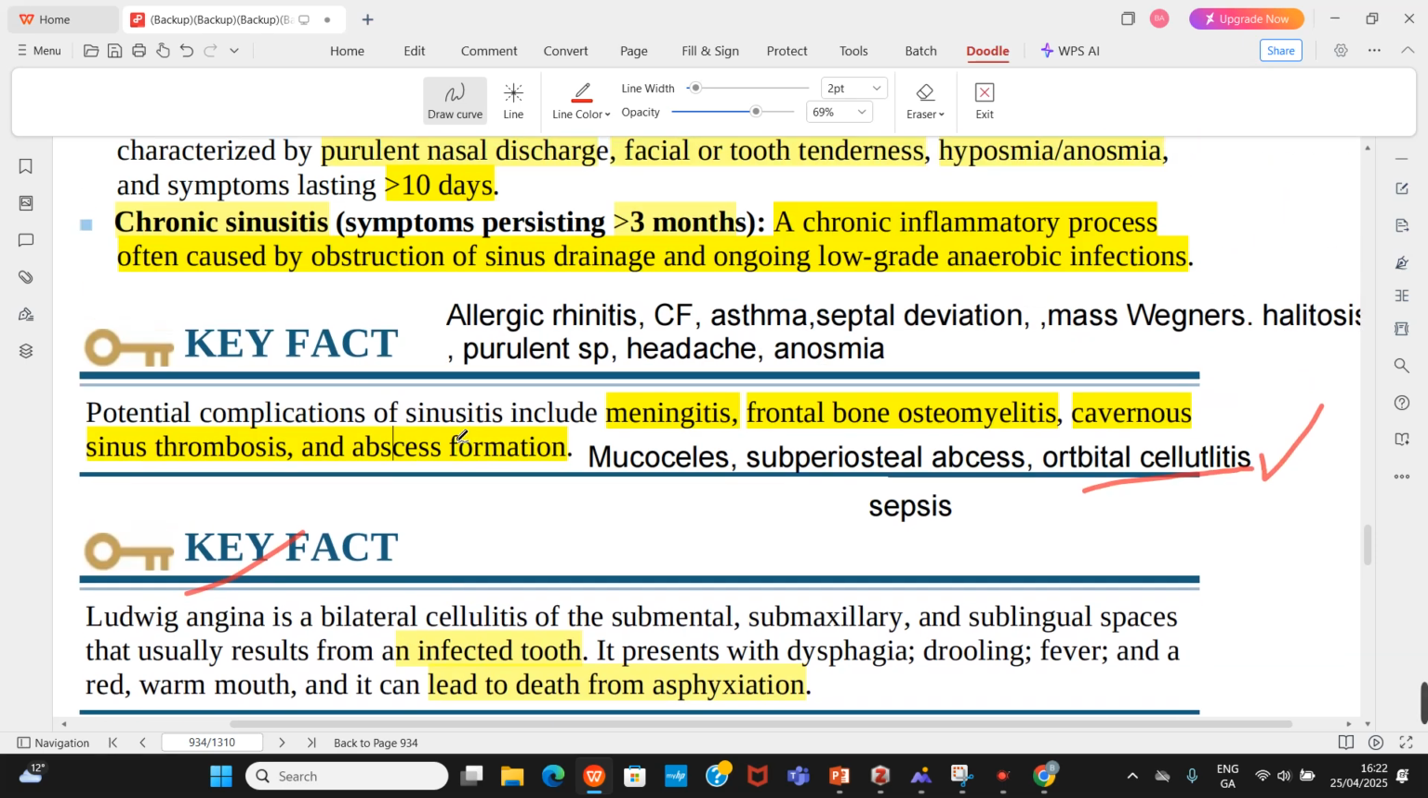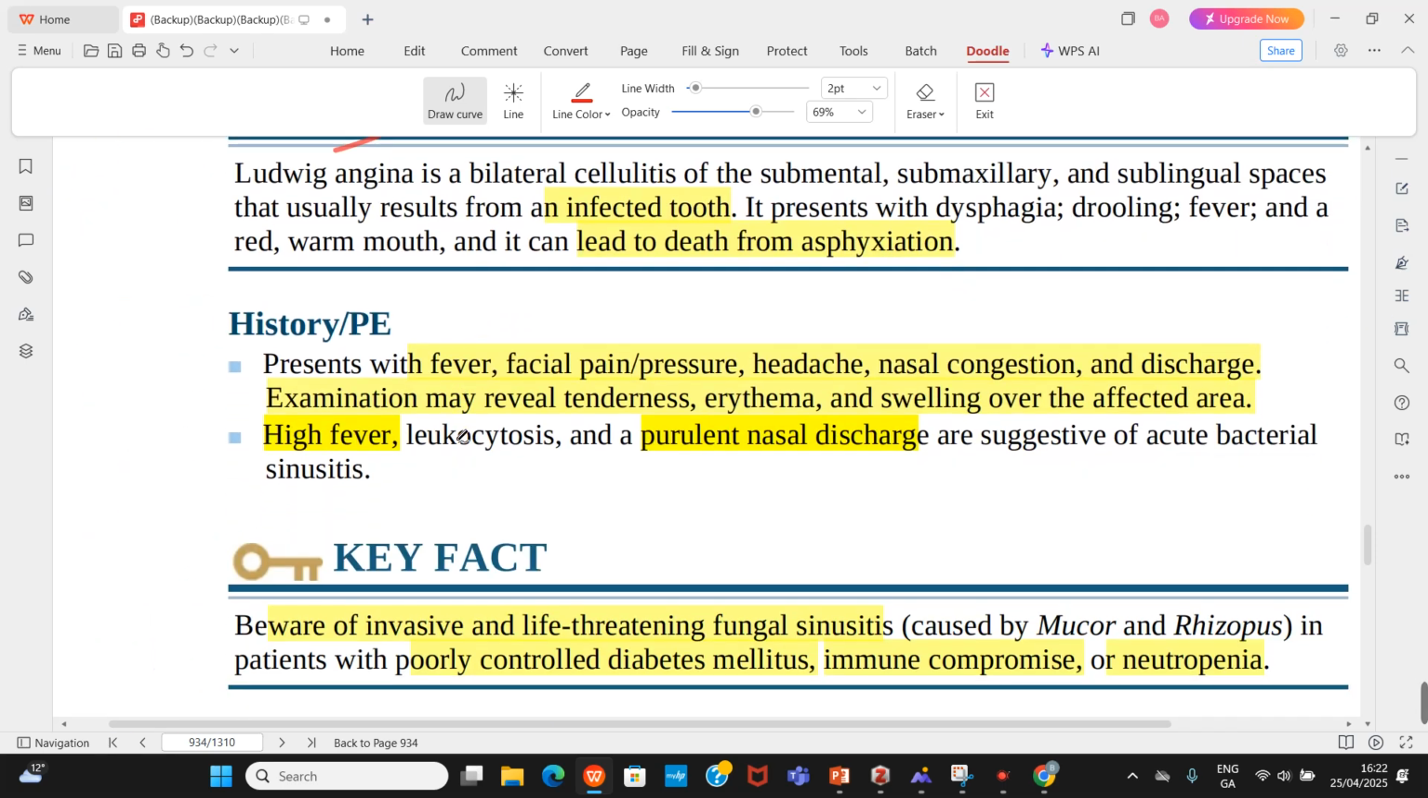Now somebody with sinusitis, how would they present? With the fever, the facial pain, the headache, the purulent nasal discharge. If it's bacteria, we have talked about all these things. There's going to be high fever. You do your labs, leukocytosis. There's going to be purulent nasal discharge. So somebody having high fever, leukocytosis with purulent nasal discharge, just going to pick bacterial sinusitis.